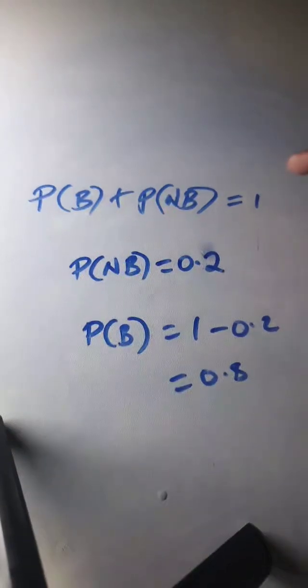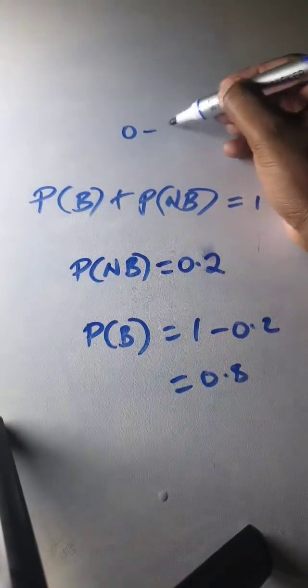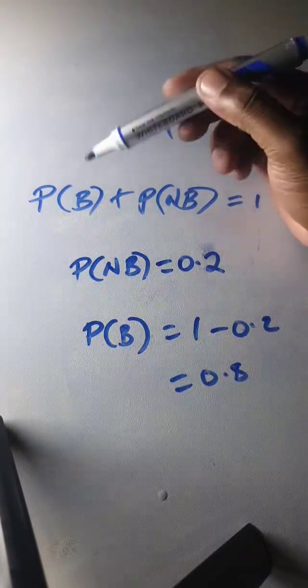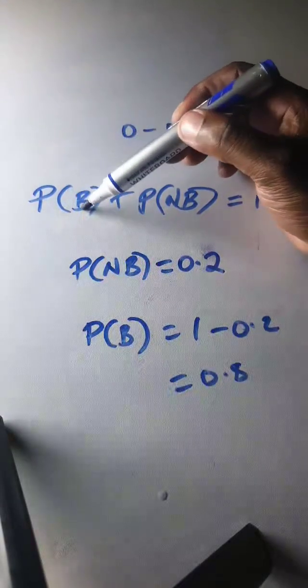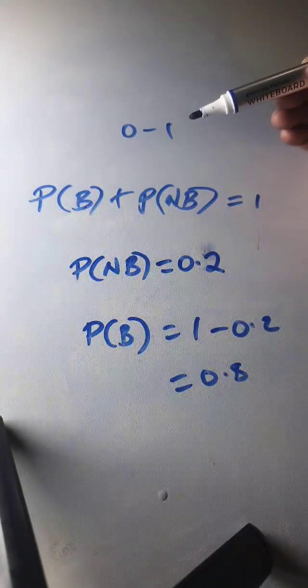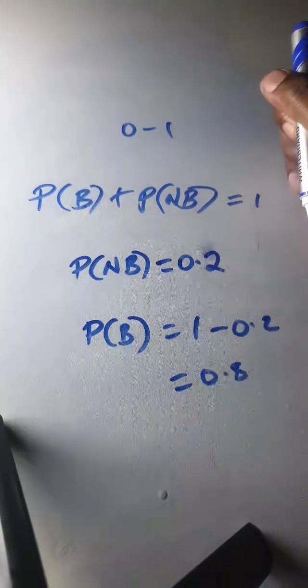So it's always 1, because probability is between 0 and 1. It's impossible for us to have somebody who has birthed and not birthed at the same time. This can't happen at once.